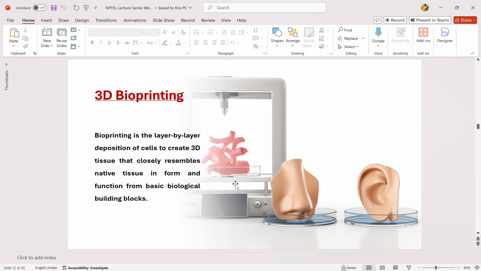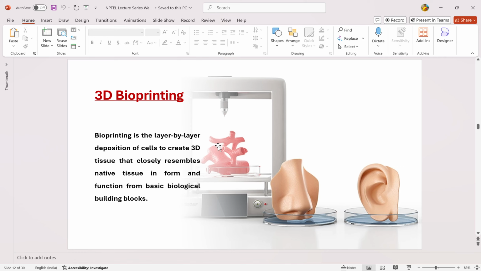So here you can see you can also use cells for 3D bioprinting. So 3D bioprinting is layer by layer. Layer by layer, you will deposit cells to create a 3D tissue. Currently, I think I mentioned it before also, 3D bioprinting is mostly used for making skin, because skin is the easiest organ to make for now, and easiest to graft also.